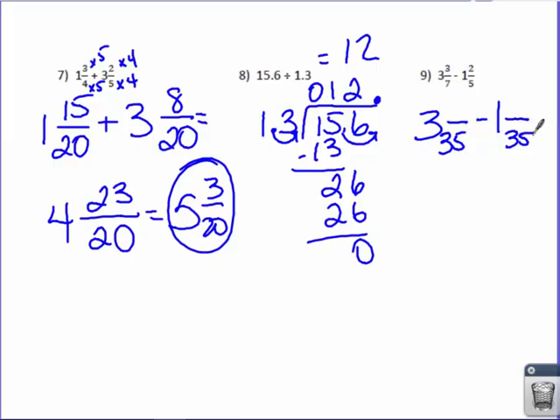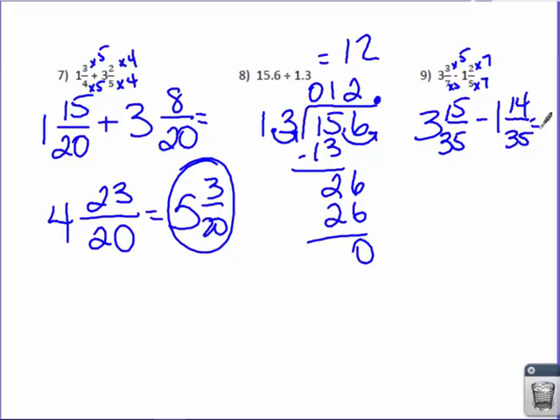And one way to always find a common denominator is just multiply them together. So what did I do to 7 to turn it to a 35? I multiplied by 5. So do the same thing to the top and you get 15. 5 times 7 gave me 35, so I multiply the 2 by 7 and I get 14.